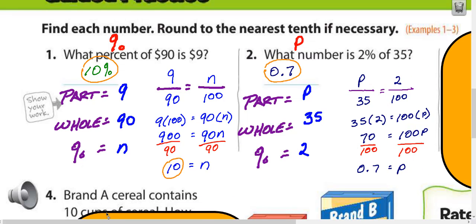And the winner is 0.7. So the part was the missing piece this time. So part over whole equals percent over 100. So we have 35 times 2, we're cross-multiplying, p times 100. 70 equals 100p. Divide both sides by 100, because that's the coefficient, and we get 0.7 is the value of the part. So 0.7 is 2% of 35.